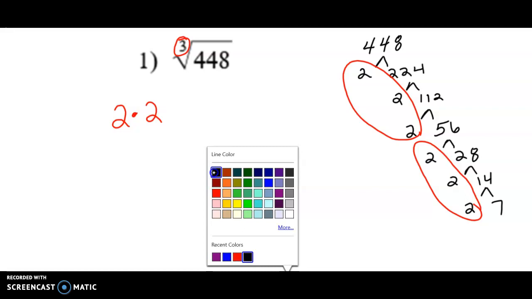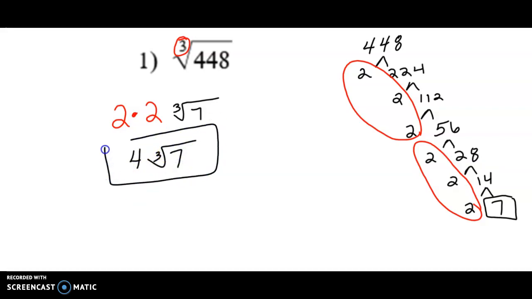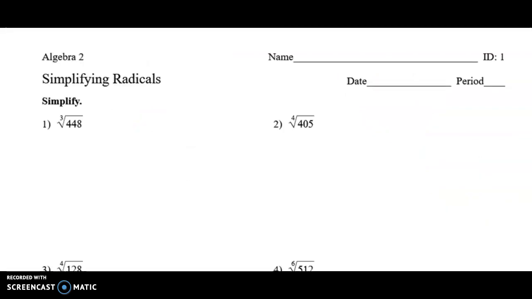And then we have this 7 that can't pair up with anything. So this has to stay underneath your cube root. So you always want to use the same symbol as you see here, the cube root of 7. And then if you have more than one number out here, then you just go ahead and multiply together. So 2 times 2 gives me 4. So 4 cube roots of 7 is your answer. So these are done with the factor tree usually because it just is a really good way to keep yourself organized. Let's try another one.